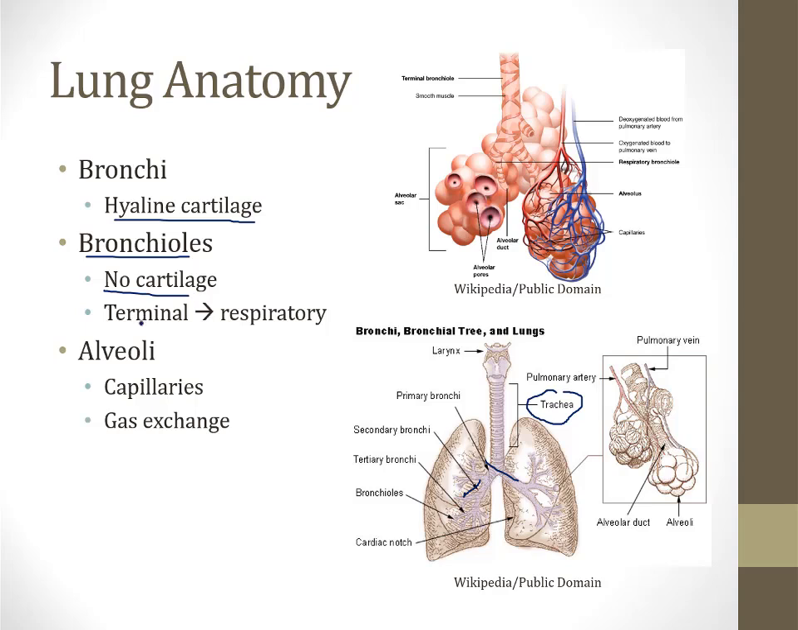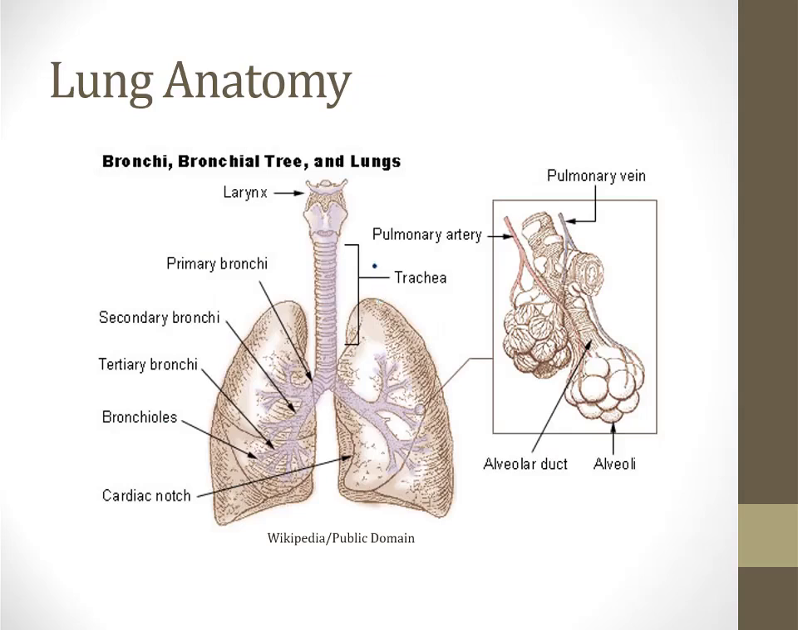Bronchioles continue to branch until they form what are known as terminal bronchioles. These are the last bronchioles before you get into the respiratory bronchioles that lead to the alveoli. And then finally, as you may know, at the end of the bronchioles are the alveoli. These are the structures that have capillaries, and these are the structures that perform gas exchange. I've zoomed in on this picture just to make this more clear. We've got the trachea. It branches into primary bronchi, and then those branch down to become very small structures, bronchioles, which have no hyaline cartilage.